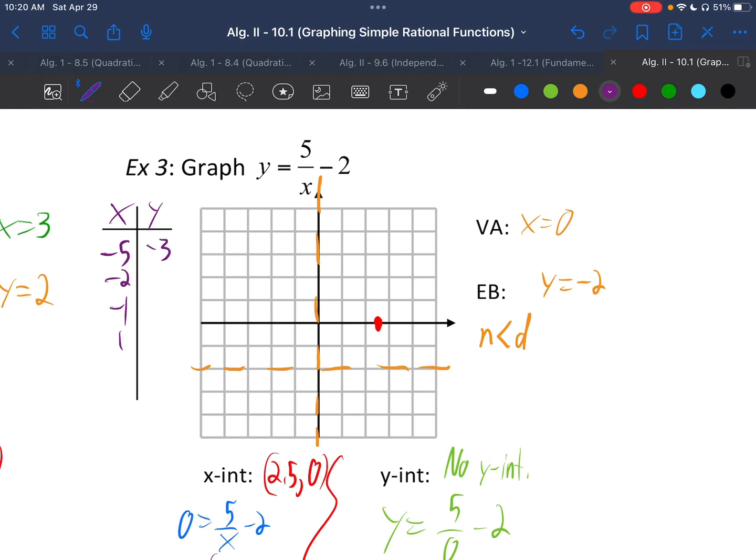Negative 5 would give us negative 3, so I'll go ahead and plot that one. Negative 2 gives us negative 4.5, so let me go ahead and plot that. And negative 1 gives you negative 7, which you would notice way down here. And so then we can see, oh, it's going to have some sort of curve like this. And then positive 1 gives you 3, telling you it's going to have some sort of curve, and we know it's just going to be symmetrical with this curve, so it's going to go this way.